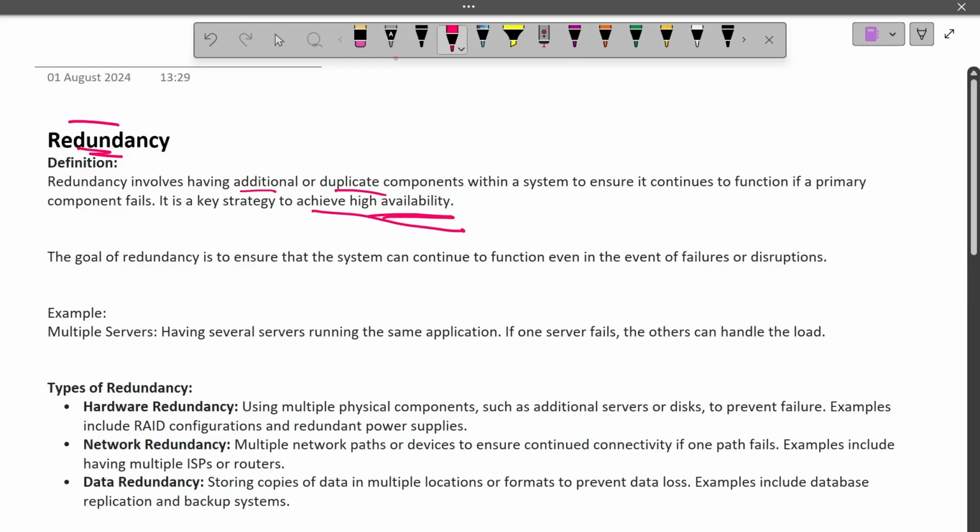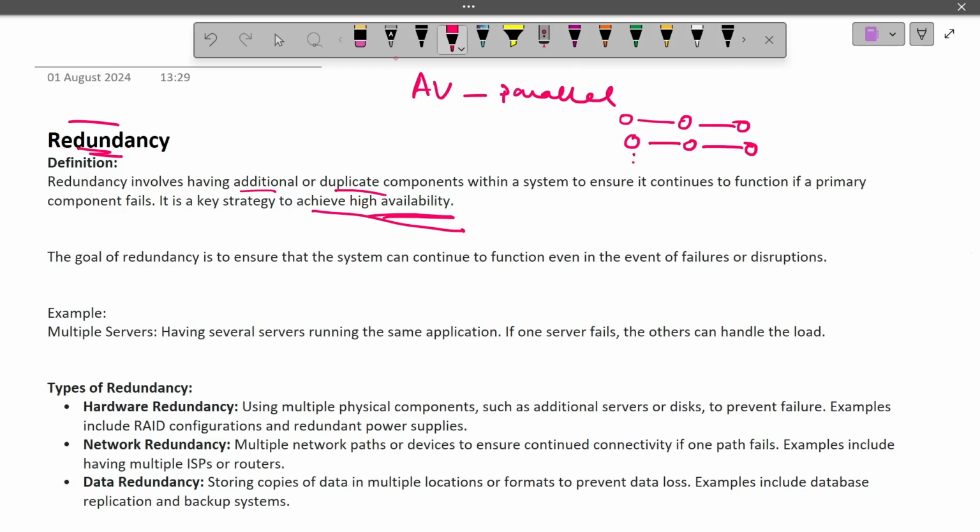Those of you who have watched the availability video will understand when I mentioned something called availability in parallel. When I drew the diagram for availability in parallel, I showed how there were multiple chains of components like this and so on. When the components are placed like this in parallel, if any one of them fails, I will be able to route the traffic through another component. So if one of them is failing, there is another one.